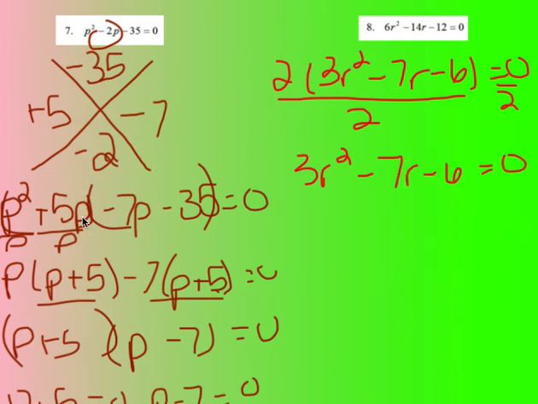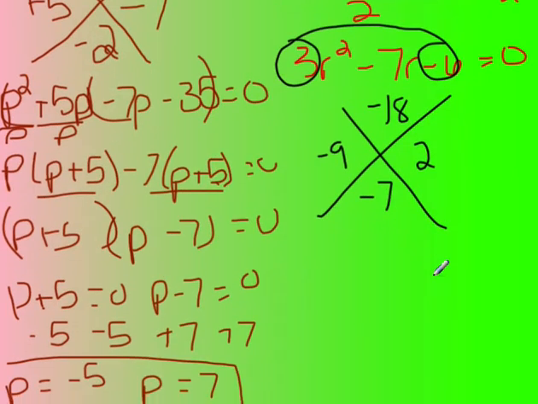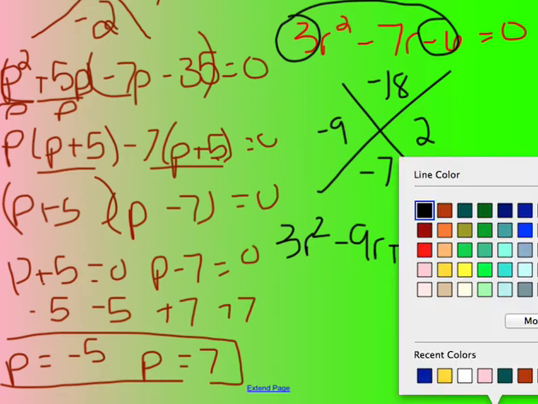So now I'm ready to set up my x. So I'm taking 3 times a negative 6, which is a negative 18, adding to a negative 7. So that's going to be a negative 9 and a positive 2. So now I'm going to use that to split up my negative 7. So I have 3r squared minus 9r plus 2r minus 6 is equal to 0. Remember, the only thing that changes is that middle term. The first and the last term stay the same.